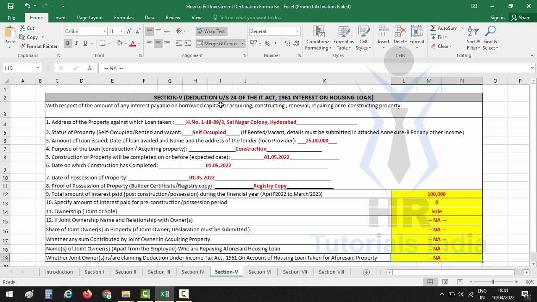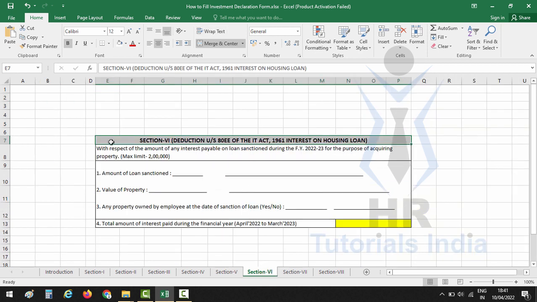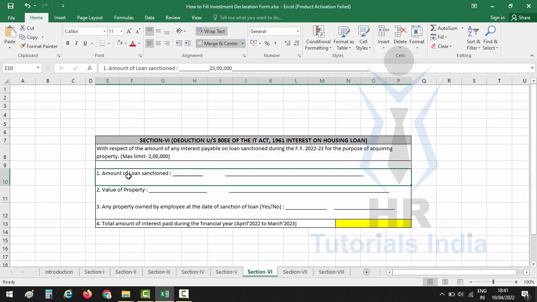So dear friends, we have filled the required information for section 5, that is interest on housing loan. Now let's move on to section 6. Section 6, deduction under section 80EE of the IT Act 1961, interest on housing loan. This also declares the maximum amount with respect to housing loan. With respect to the amount of any interest payable on a loan sanctioned during the financial year 2022-23 for the purpose of acquiring property, the maximum limit is 2 lakhs, which means the maximum housing loan interest which can be exempted is 2 lakhs. Now let's fill the details.